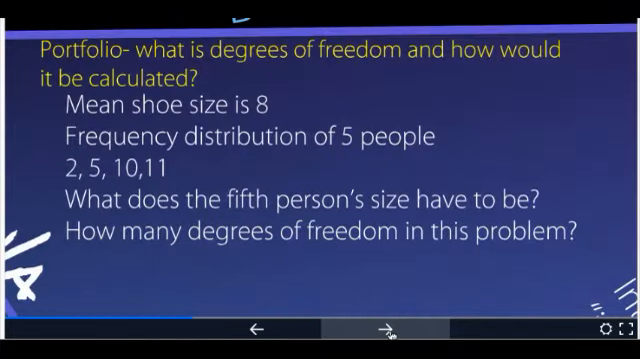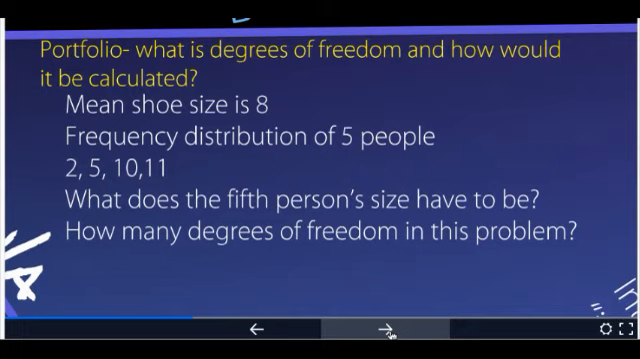All right. For your portfolio, I want you to make sure that you understand what degrees of freedom is and how it would be calculated. So if you have a mean shoe size of 8 in a class and a frequency distribution of 5 people and they have shoe sizes of 2, 5, 11, and 10, then the 5th person's shoe size has to be what? And how many degrees of freedom is in this problem?